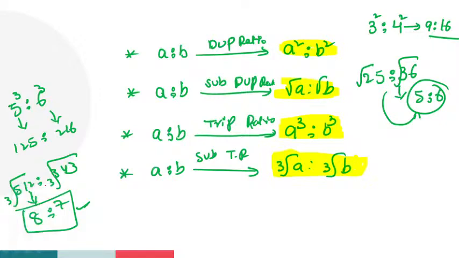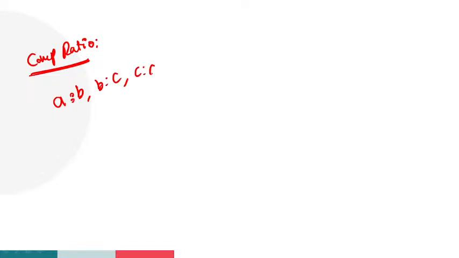Okay, right. And coming to the last 2 points, guys. Here it's very important. So compound ratio. For example, A is to B, comma, B is to C, comma, C is to D, comma, D is to E, comma, and so on, guys. So what is the compound ratio?